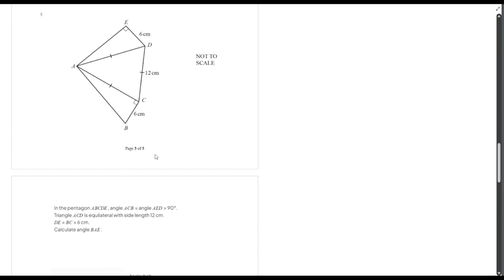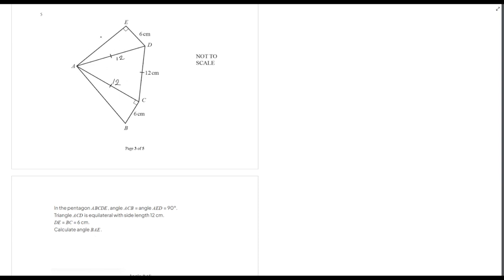Now fifth question, the pentagon ABCDE. Angle ACB is equal to angle AED, which is 90 degrees, it is given in the problem. Triangle ACD is equilateral with side length 12 centimeters, so this side is 12, this side will also be 12, this side will also be 12. Two more sides are given: BC is 6, DE is 6. We have to calculate angle BAE.